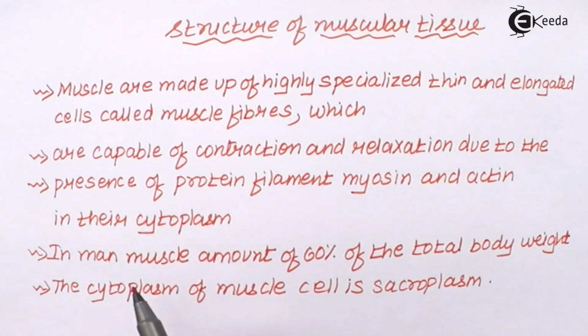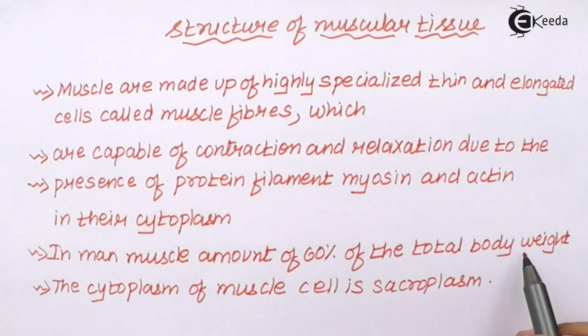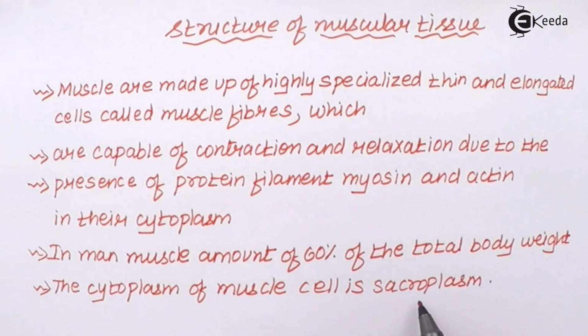which are responsible for the gliding movements. In man, muscle amount is almost 60% of the total body weight. Your muscle mass and body weight are different. The cytoplasm of the muscle cell is basically termed as sarcoplasm.